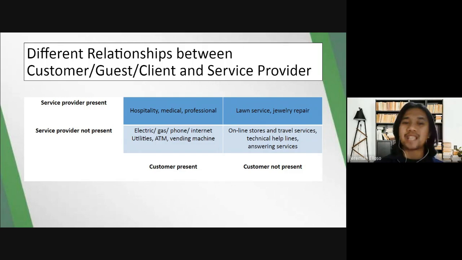Okay, there's also instances by which the service provider is present, but the customer may not be present, such as the lawn service, jewelry repair. All you have to do is just maybe meet the service provider, and then you could go back after the service has been delivered, because the service personnel clearly is delivering a service to a non-person. Okay, and it could also be that both are not present, such as online stores, travel services, technical helplines, or answering machine. So you see the various relationships that we try to build between the service provider and the customers.